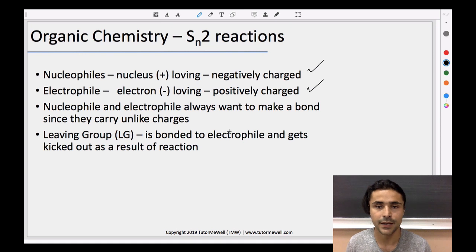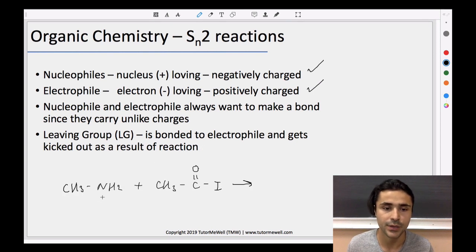Now, because they carry unlike charges, they always want to bond with each other, okay? And so another definition before I show you a reaction is a leaving group. So leaving group is typically bonded to the electrophile, and it gets kicked out as a result of the reaction. So now let's just take a look at the reaction.